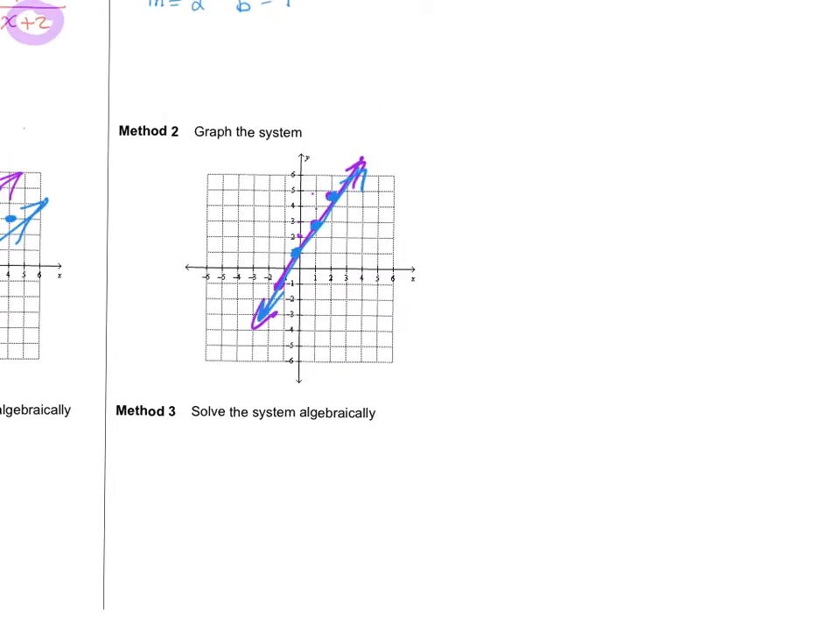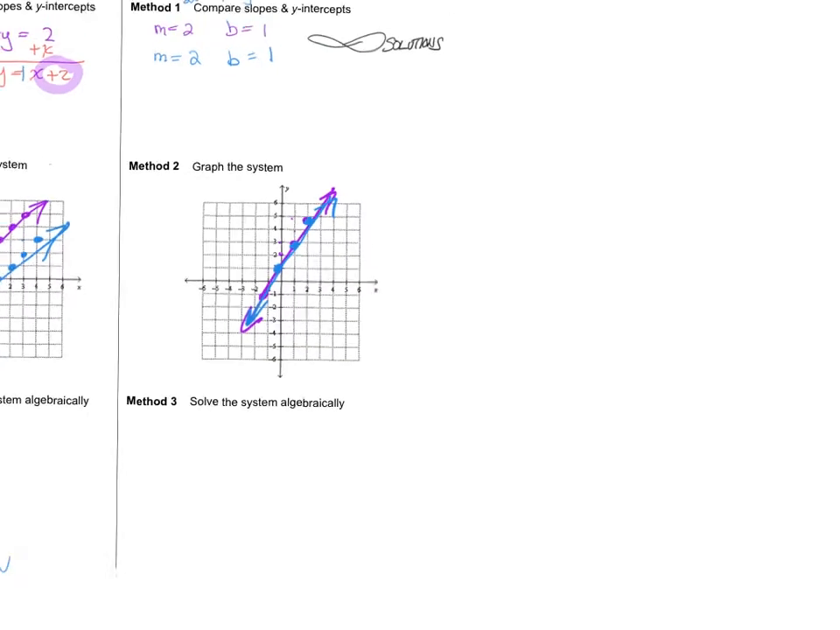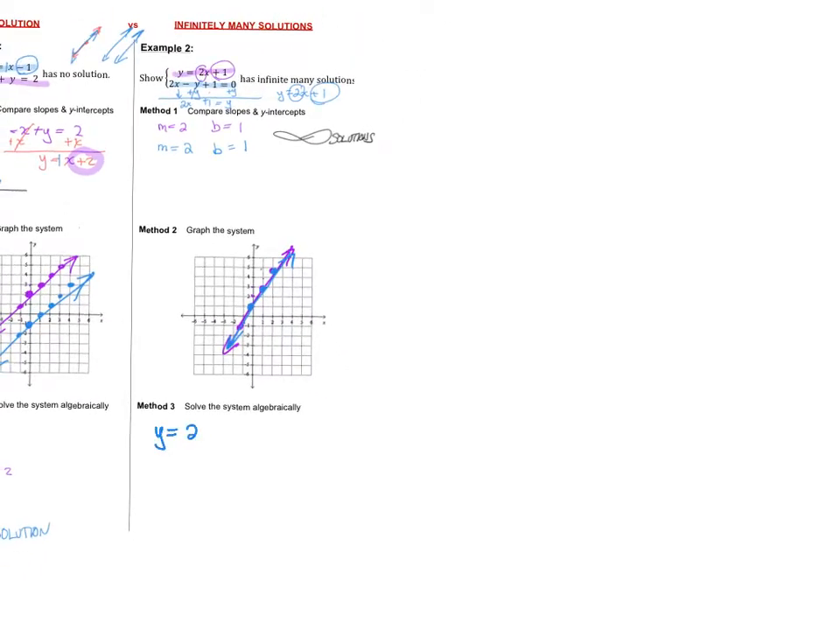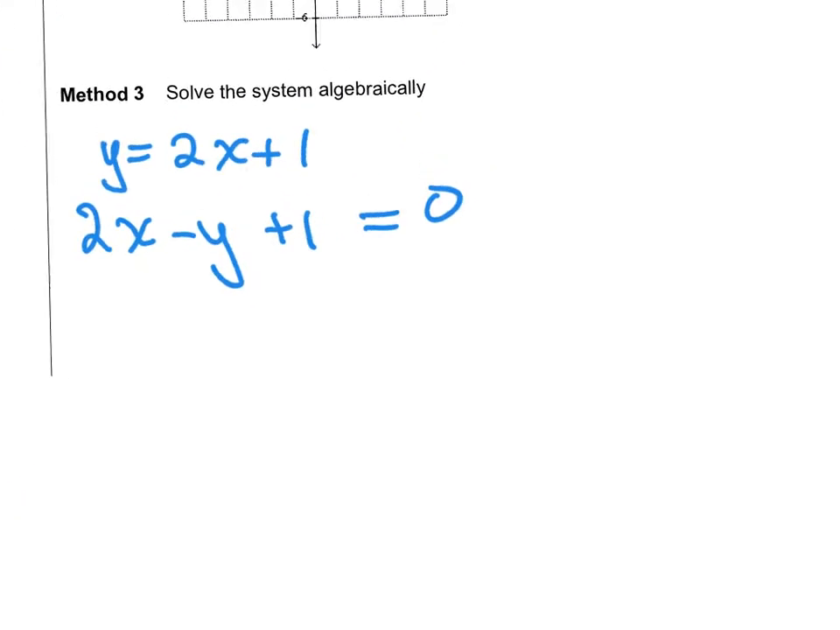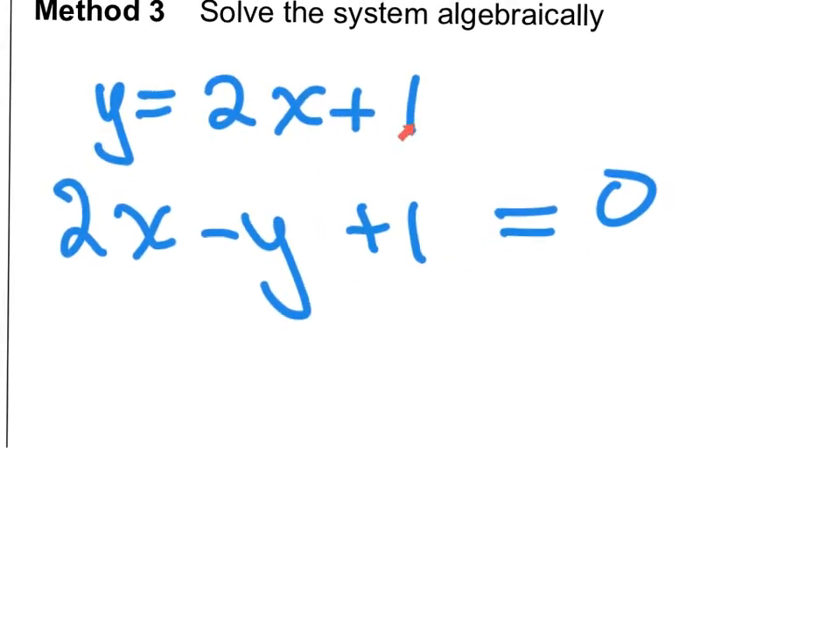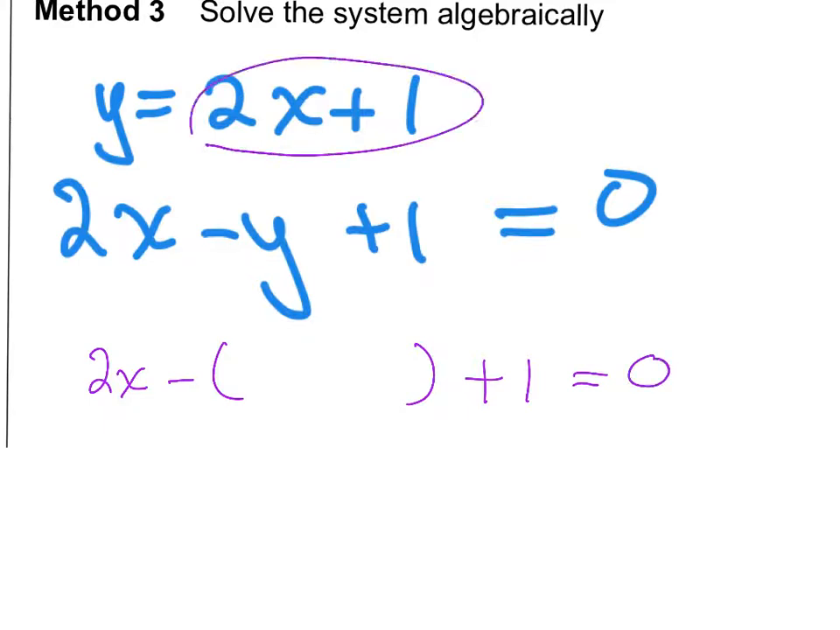Then we can solve the system algebraically. Well, the equations originally were y equals 2x plus 1 and 2x minus y plus 1 is equal to 0. If I was to solve it algebraically, what I would be doing is probably substitution again, because they tell you y equals something, so you're going to just plug that into the y. Now I'm going to rewrite that equation, 2x minus y plus 1 equals 0. Now I'm going to take that y value and plug it in there. The reason I use parentheses is because it's really important for you to make sure that that negative has to be distributed to everything.